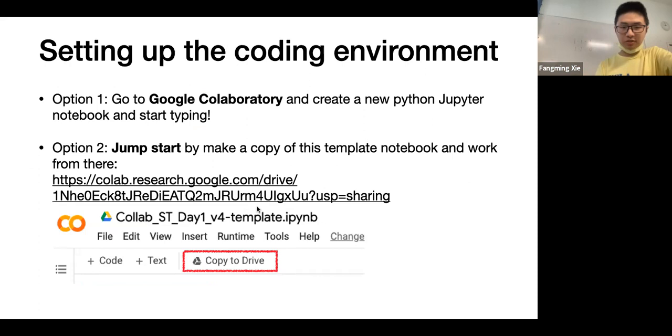Two ways of doing it. One option is to go to Google Colaboratory and create a new Python notebook and start typing. Coding is about typing, and if you have the right tool, then you can do it. Option two is you copy from this template notebook. You can't click this link, but I shared it with you in my email at the beginning of the class. You can just click that, make a copy. Once you click this, you will see something like this, and you can select copy to drive, and that's your own copy, so you can mess it up.